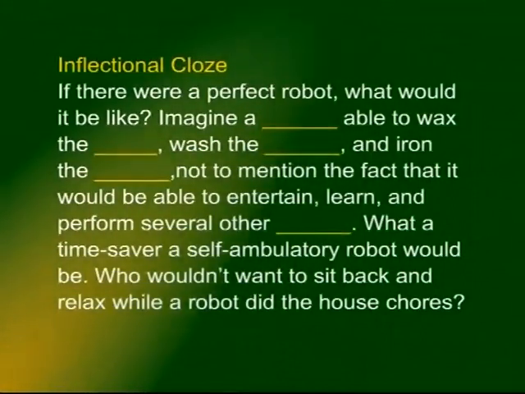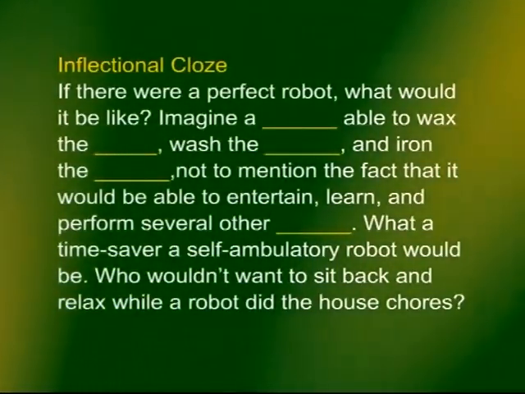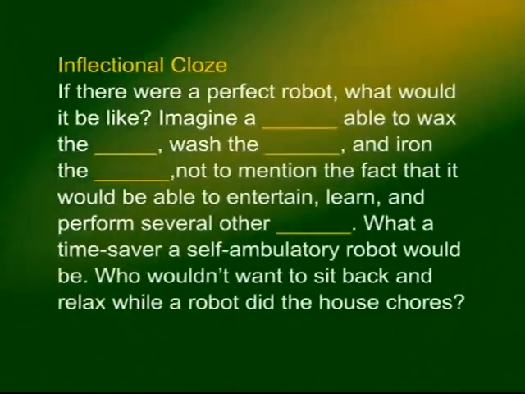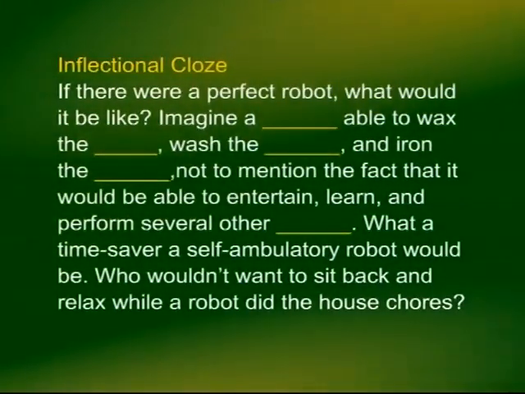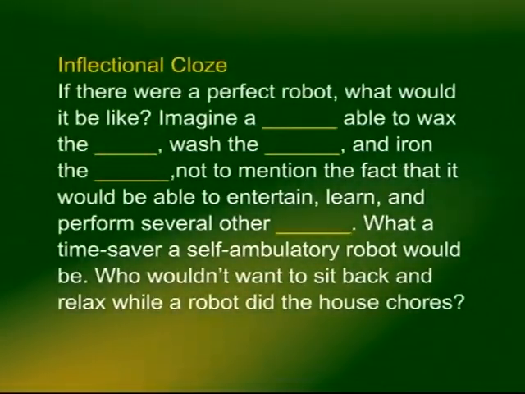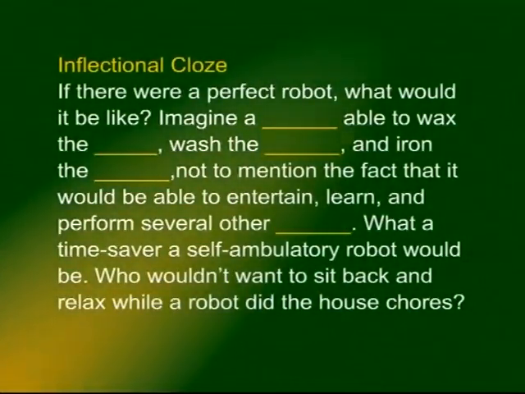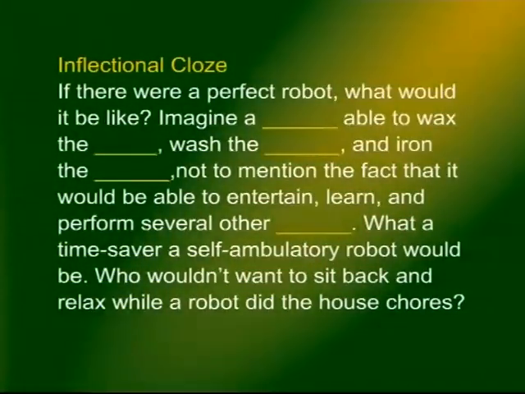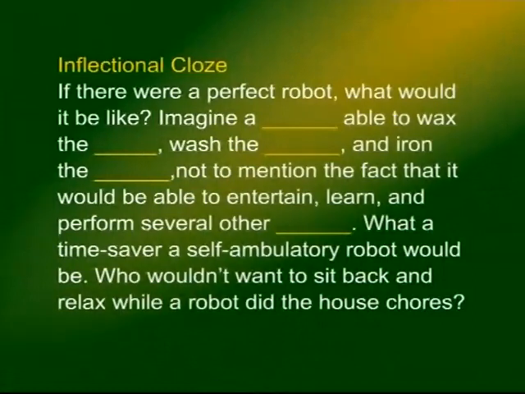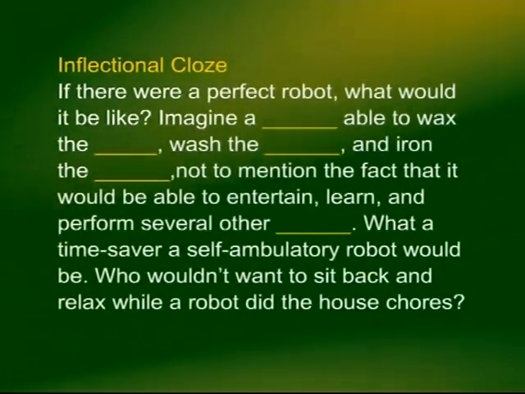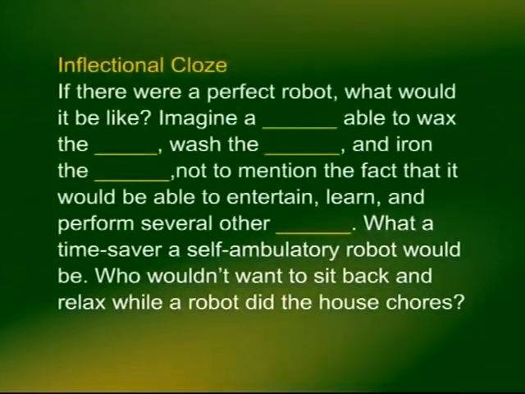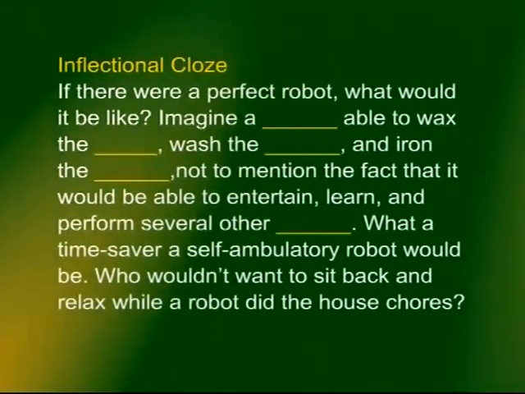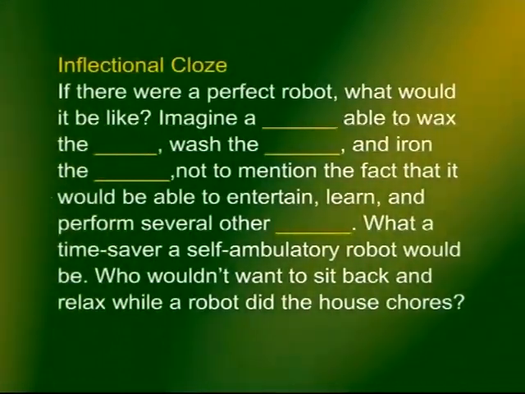Not to mention the fact that it would be able to entertain, learn and perform several other. You just have to see if the word that has been filled in has been filled in correctly or not. So you would add the letter S over there and perform several other jobs. What a time saver a self-ambulatory robot would be. Who wouldn't want to sit back and relax while a robot did the house chores?